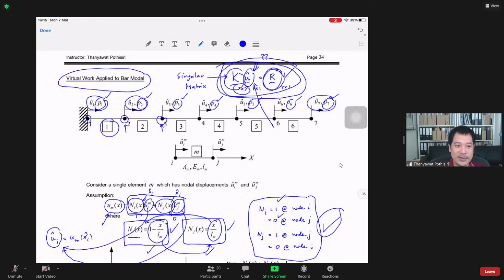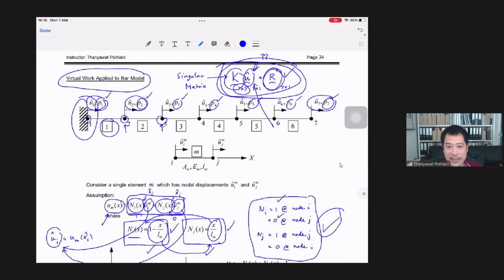How do we put constraint on the structure? For example, you put a fixed end onto node 1 like this. Then it means that for some of these displacements, you are specifying certain values for that node. In this case, you're specifying a 0 displacement at node 1. But you can also specify different values.